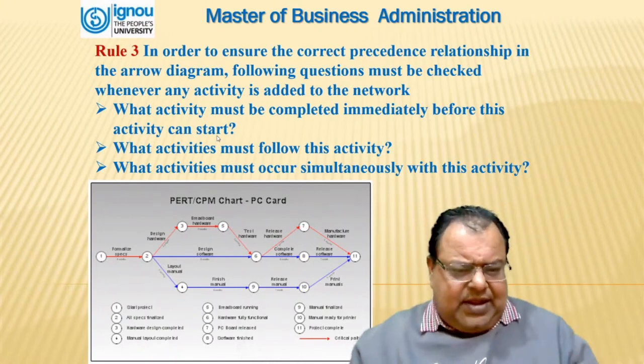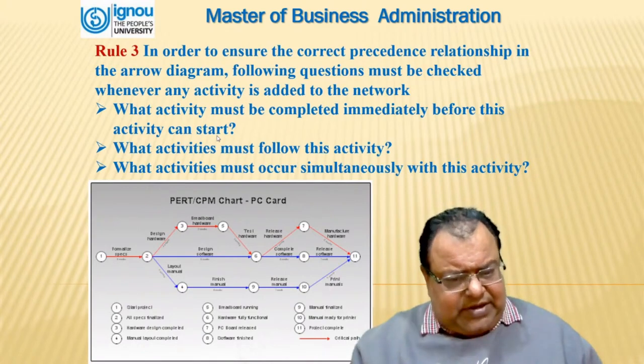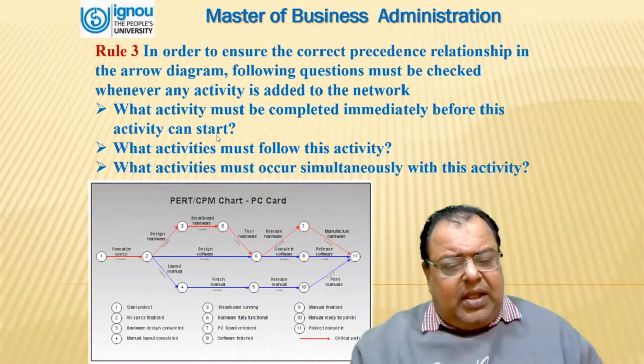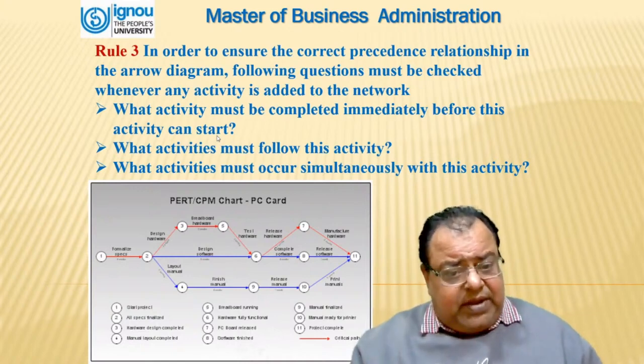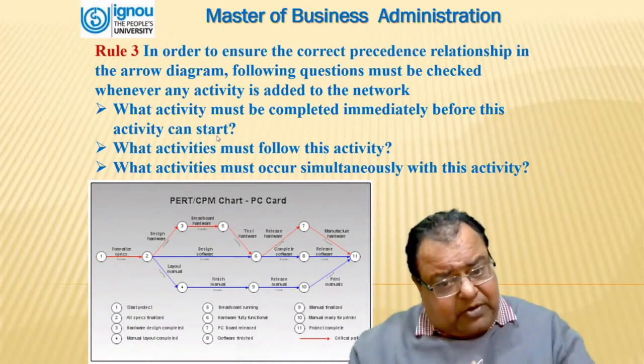Here we can see an example which is showing a PC card manufacturing sequence. There are different activities. We can say that there are 11 activities which are being performed, and by the red path we can see that that is the critical path for completion of the project.